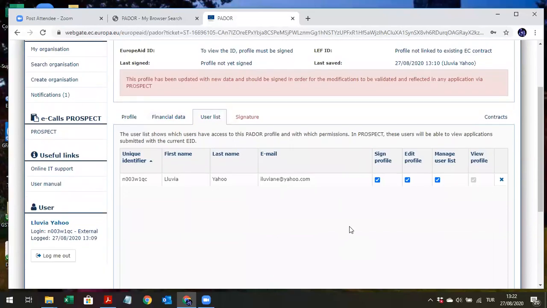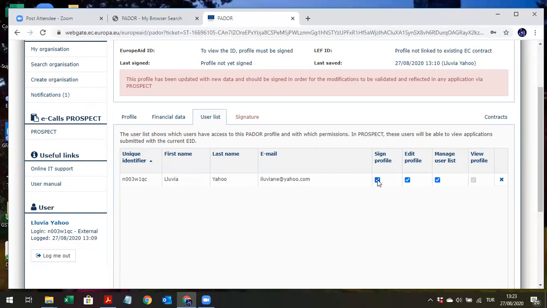As I mentioned, you need to have at least 2 users in this section for the system to allow you to proceed. It's quite important that these at least 2 emails are regularly checked, because there isn't a system where you will be called and informed that you have been successful with your concept note. All the information is going to be provided. You will receive notifications via PADOR and Prospect. So it's crucial that the emails that you assign here are accessible and regularly checked. So please provide at least 2 emails here.